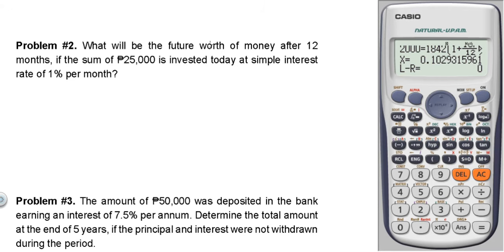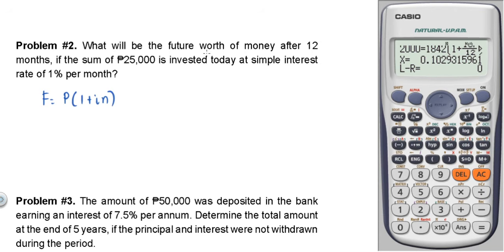What will be the future worth of money after 12 months? If the sum of 25,000 is invested today at a simple interest rate of 1% per month. So, 1% per month. Dali lang din ito. So, this is simply F is equal to, yung formula natin, P times 1 plus I times N.